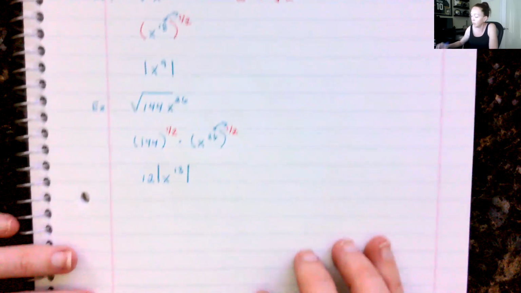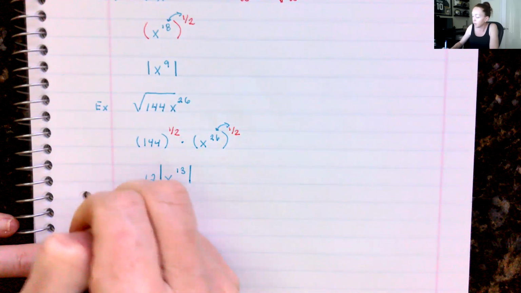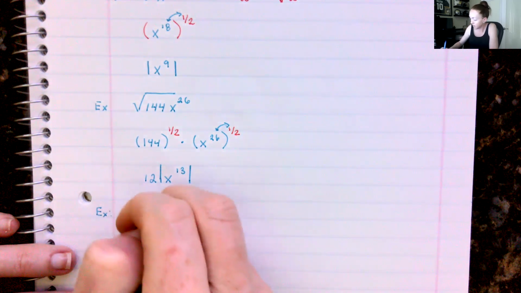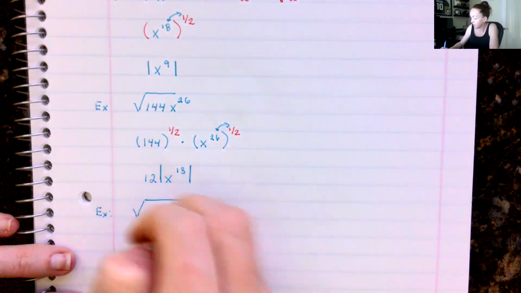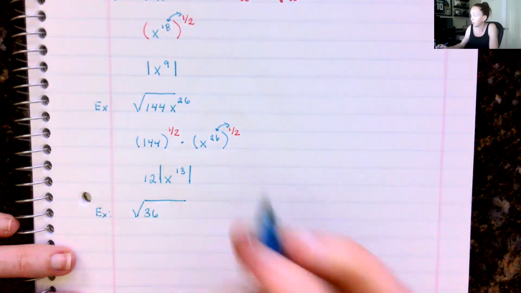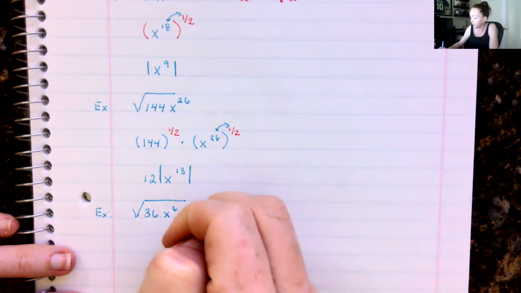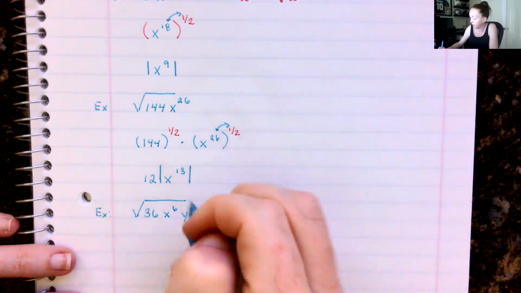Let me give you a different example of something when we don't need absolute values. Okay. Something like, let's maybe do something like this. Let's do 36 x to the 6th power, and I'll give you an extra variable, y to the 20th.